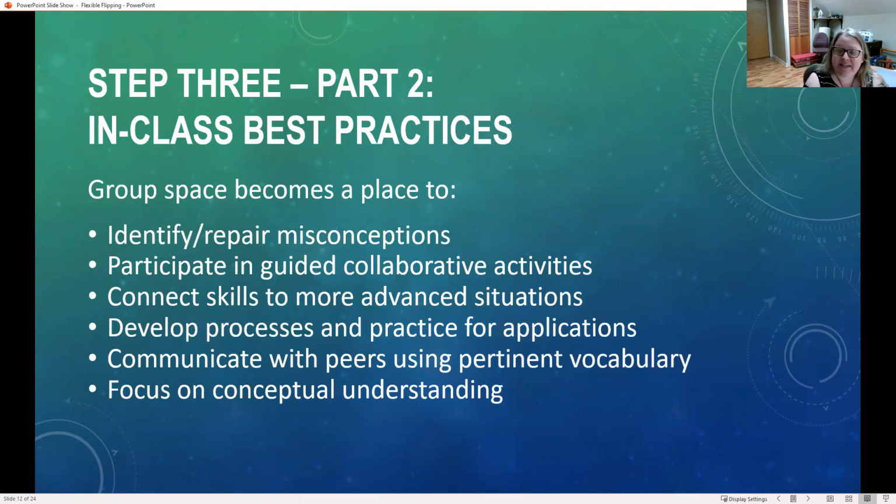Participating in guided and collaborative activities, right? It's really hard in an individual space to learn how to do communication, to learn how to work together. And all of those are really important skills that our students need moving forward into the job force, regardless of what program they're moving into. The group space becomes a really good place where we can connect skills to more advanced situations. Most students don't see those connections. And so really focusing that group space time on establishing the connections becomes a very, very strong focus moving forward.